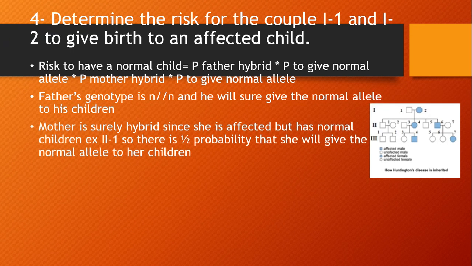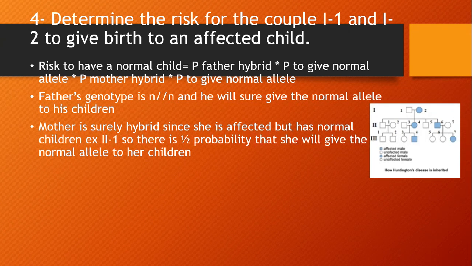So for the probability of the father to be hybrid, we are going to put 1. He's not hybrid actually, but we cannot put 0 because this is going to give us a 0 risk, which is not true. And of course, he is going to give the normal allele, so for the probability to give the normal allele, we are also going to put 1. Now, for the mother to be hybrid, she is necessarily hybrid because she already has normal children. So her genotype is definitely capital D small n.